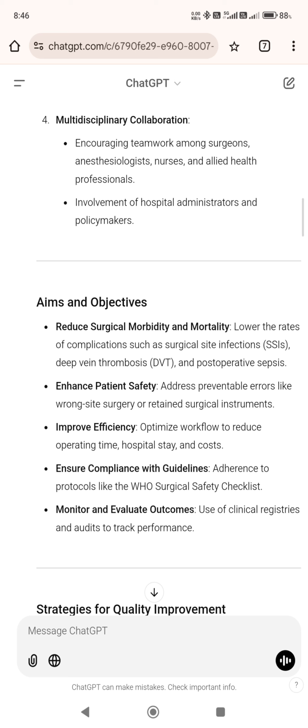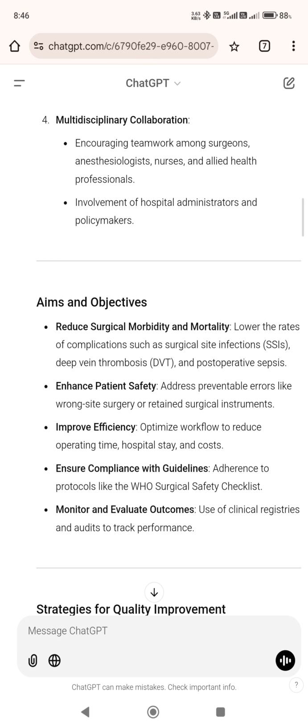Improve efficiency, optimize workflow to reduce operating time, hospital stay, and costs. Ensure compliance with guidelines, adherence to protocols like the WHO Surgical Safety Checklist. Monitor and evaluate outcomes, use of clinical registries and audits to track performance.